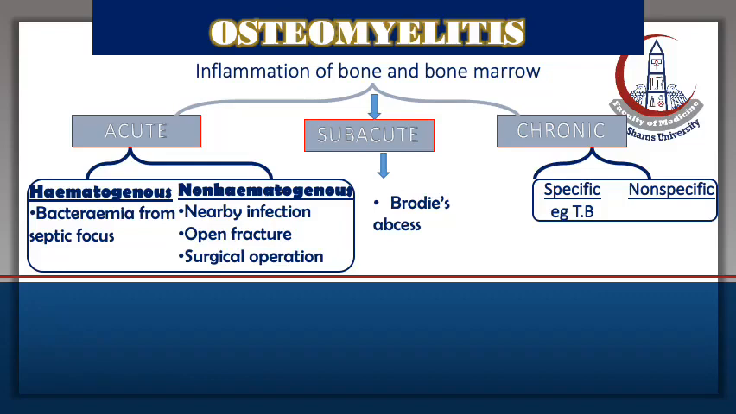The acute one may be due to a hematogenous route, as the bacteria reach the bone from a distant septic focus, or non-hematogenous route, as the bacteria reach the bone from a nearby infection, open fracture, or surgical operation with sepsis. The subacute form, the most important example is the Brodie's abscess. The chronic osteomyelitis has two major types: non-specific type, which is a complication of the acute, and the specific type due to TB infection.